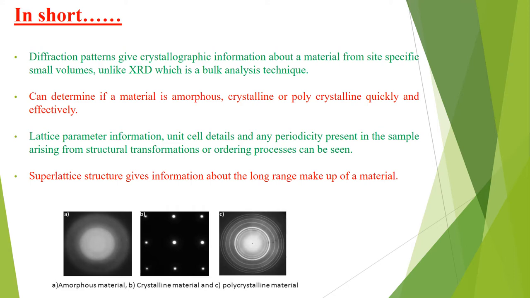Here is a figure shown as A, B, C. A is the amorphous material, B is the crystalline material, and C is the polycrystalline material. So there are different kinds of diffraction patterns shown by the scanning electron microscopy. When we have different kinds of material, then different kinds of diffraction patterns are recorded.